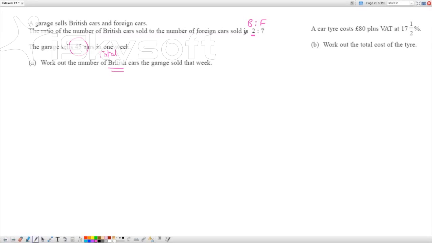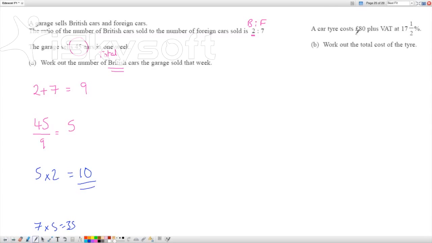So this is sharing an amount into a given ratio. Step 1, add up the parts of the ratio, 9 parts. Step 2, divide our total, 45, by the number of parts, which gives us the value of 1 part, 5. But we need 2 parts. So 5 times 2 gives us the total of 10 British cars. If it was foreign cars, we'd be doing 7 times 5, 35. But this is the answer they require here for this question.